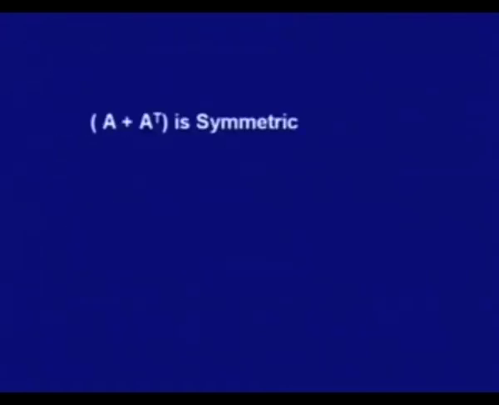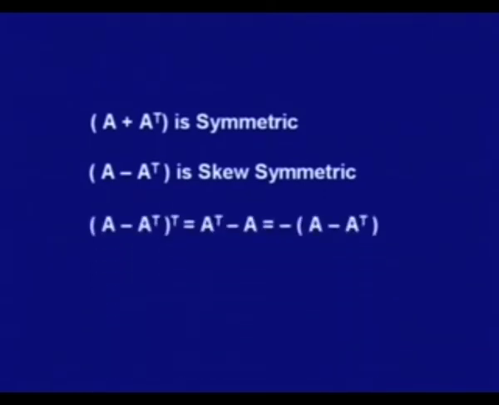Now, A plus A transpose is always symmetric. Similarly, A minus A transpose is skew symmetric. These are properties one can very easily prove. The next property can also be easily proved. A minus A transpose, transpose, is equal to A transpose minus A transpose transpose, which I have written as A, is equal to, taking minus outside, minus of A minus A transpose. So, what I have proved is that A minus A transpose, transpose, is minus times A minus A transpose, and that proves the skew symmetric property of A minus A transpose.